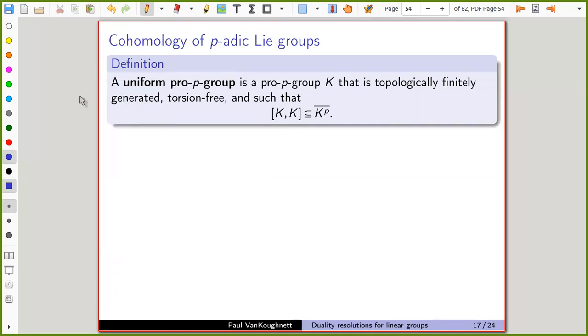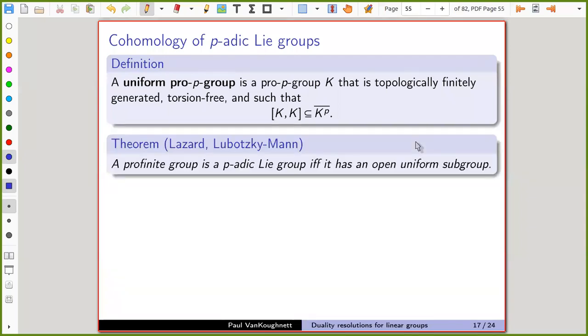A uniform pro-p group is a pro-p group K. I guess I didn't define the word pro-p group, but this means a limit of finite p groups that is topologically finitely generated, torsion-free, and such that the commutators of K are contained in the closure of the subgroup generated by the p powers. Okay. The way that you can think about this condition is if the p powers in K are sort of close to the identity, then this says that the commutators are also close to the identity. So somehow these groups are close to being abelian.